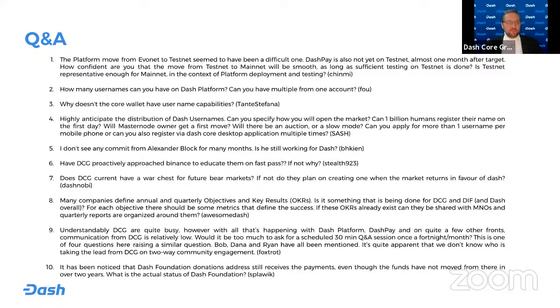First question is about the platform. The platform move from Evonet to Testnet seemed to have been a difficult one. DashPay is also not yet on Testnet, almost 1 month after target. How confident are you that the move from Testnet to Mainnet will be smooth as long as sufficient testing on Testnet is done? Is Testnet representative enough for Mainnet in the context of platform deployment and testing? Bob, will you take this one?